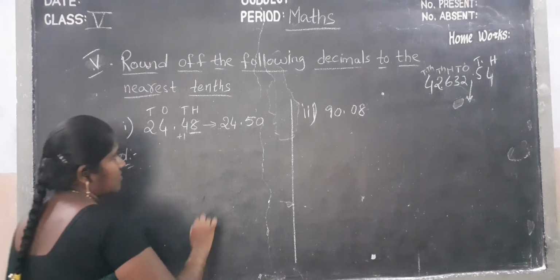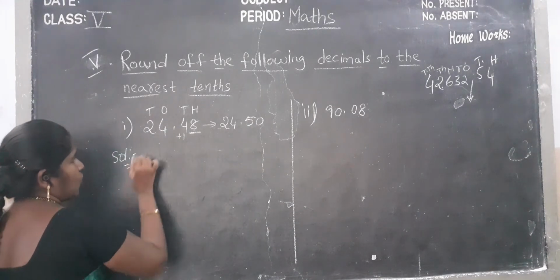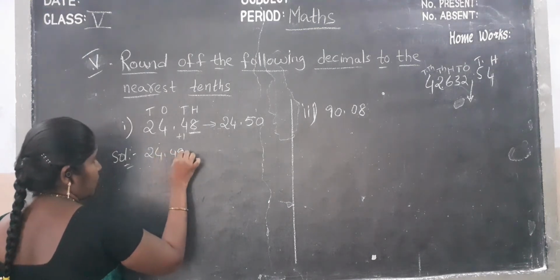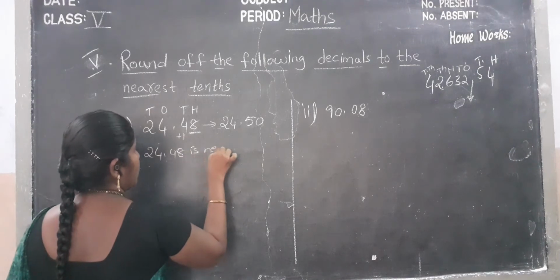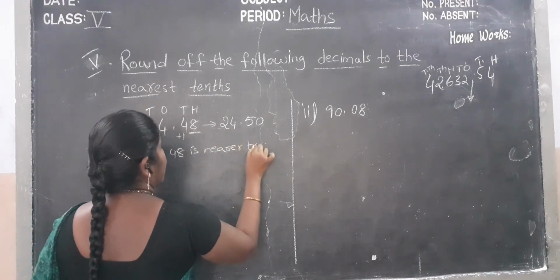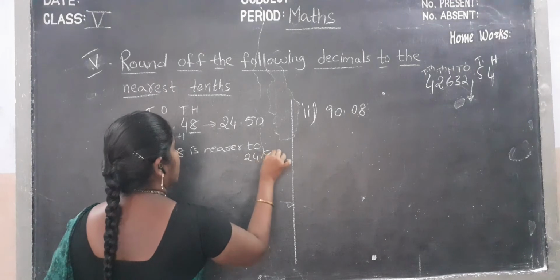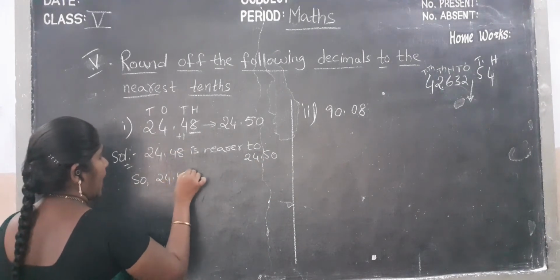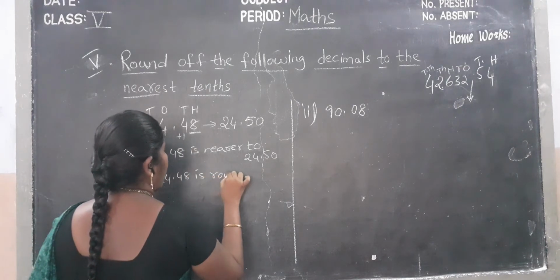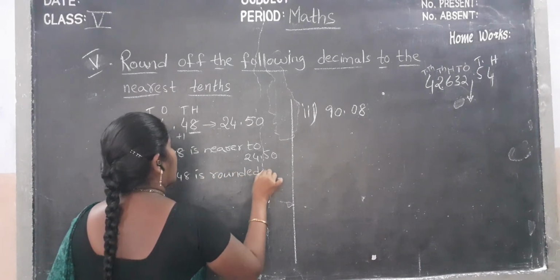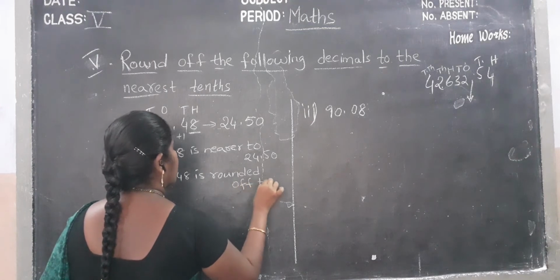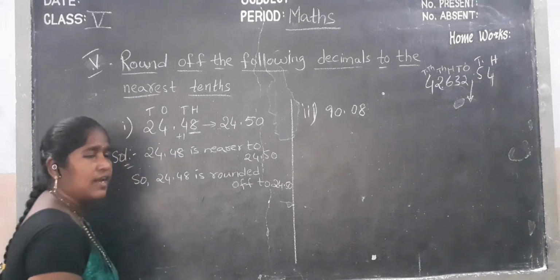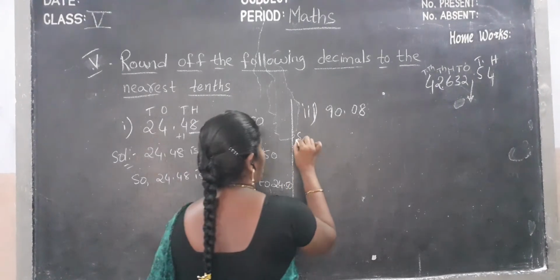So what is the answer, children? 24.50. So the answer is 24.48 is nearer to 24.50. And next, so 24.48 is rounded off to 24.50. Okay, children?